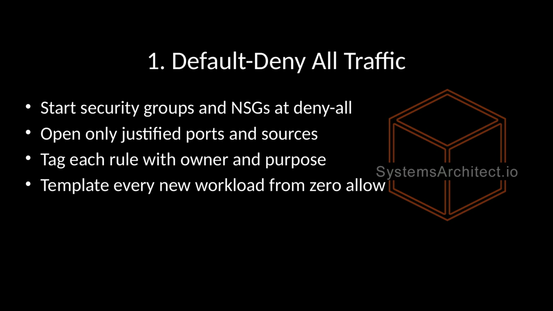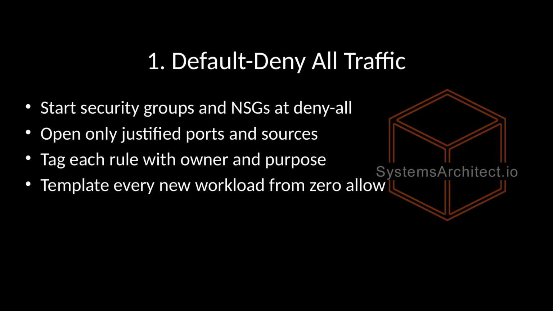On AWS, security groups deny inbound by default, but allow all outbound until you tighten them. Network ACLs are stateless, so deny broadly and add numbered allows. And use VPC endpoints to avoid needless internet egress for platform APIs.